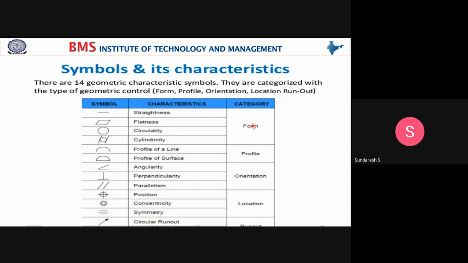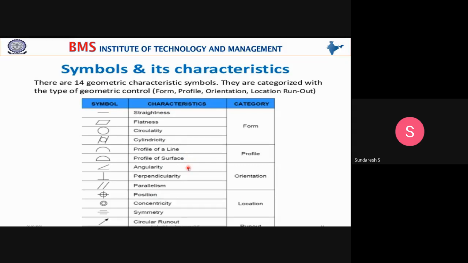Here, under the category of form, we have straightness, flatness, circularity, and cylindricity. Under profile, we have profile of a line and profile of a surface. Under orientation, we have angularity, perpendicularity, and parallelism. Under location, we have position, concentricity, and symmetry. And under runout, we have circular runout and total runout. These are the 14 geometric characteristic symbols.